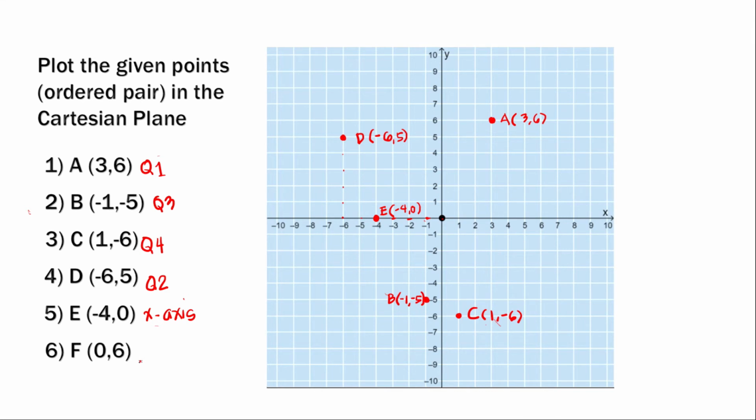And the last one, we have point F, 0, 6. So, starting from the origin, 0 sa x, hindi na tayo mag-move ng left or right. But we have 6 for our y. So, that is positive. So, 6 steps going up. 1, 2, 3, 4, 5, 6. So, dito, nakalocate yung ating point F with the coordinates 0, 6. So, kapag 0 ang ating x coordinate, the point is located at the y-axis.